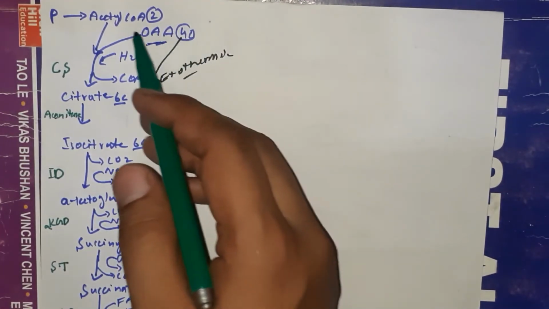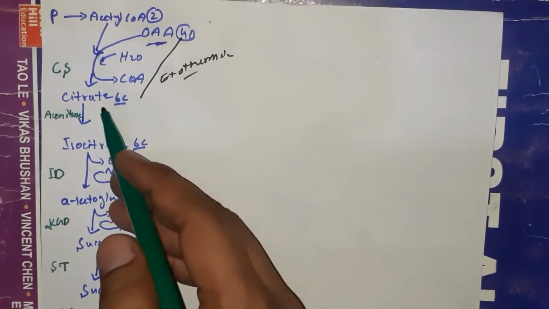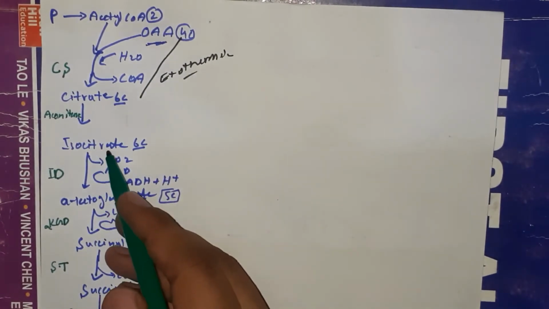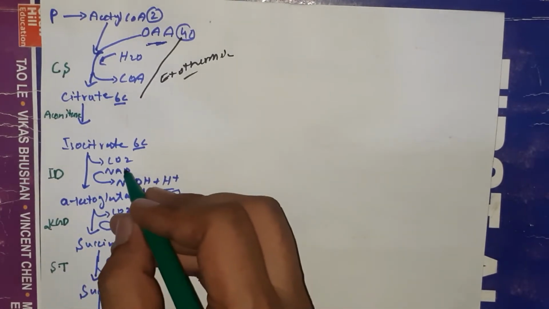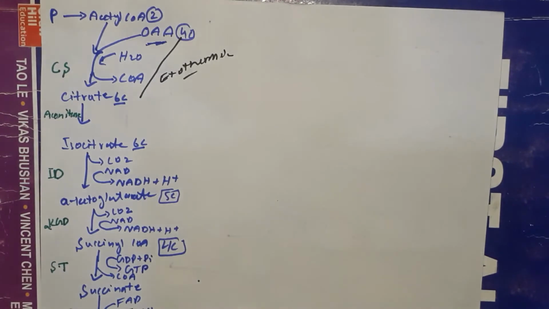Oxaloacetate was a 4-carbon compound, acetyl-CoA was a 2-carbon compound, citrate was a 6-carbon compound, isocitrate was a 6-carbon compound, and alpha ketoglutarate formed is a 5-carbon compound, as one carbon is released in the form of carbon dioxide.